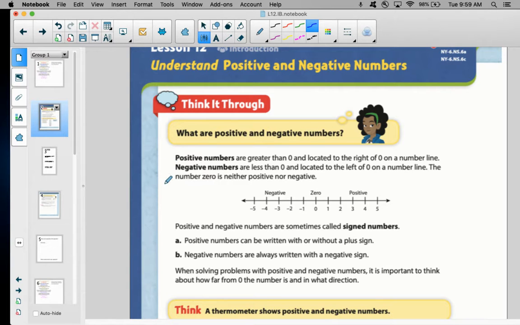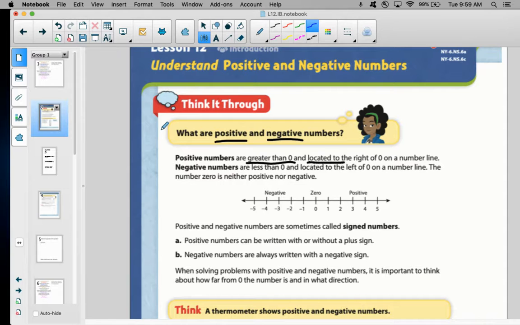So I'm going to jump into the new material that we are covering today. And there's a lot of information that was shared in class today. So I'm going to be walking through that with our instruction book, pages 112 to 113. So we're going to be talking about what are positive and negative numbers today. And positive numbers are numbers that are greater than 0.